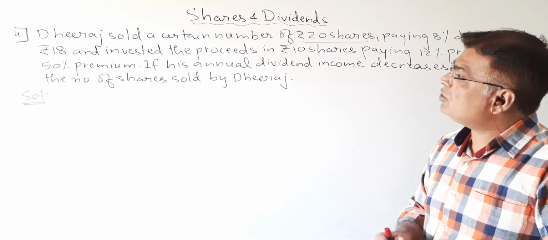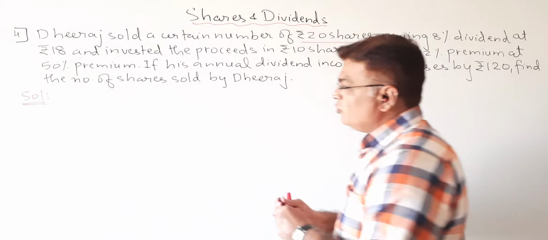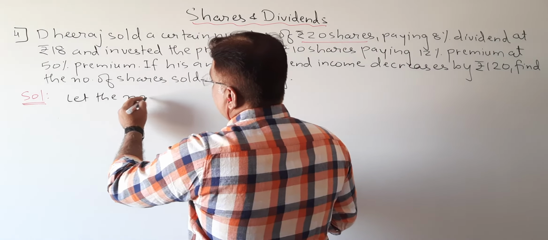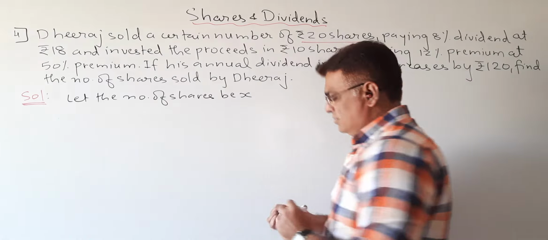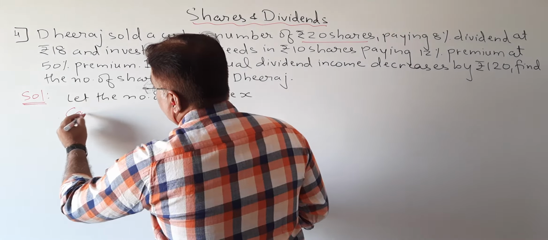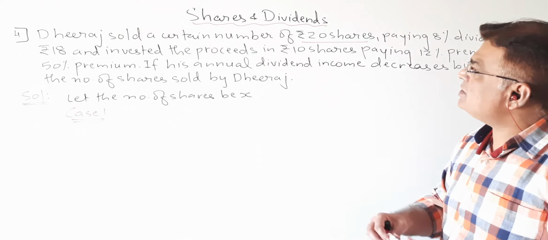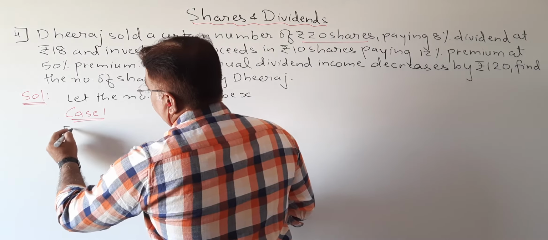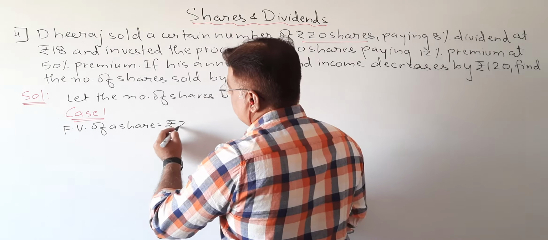But here first of all, what is not given? Sold a certain number of shares. And see here, find the number of shares. So first we will write, let the number of shares be X. Okay, because we don't know how many shares he bought or how many shares he sold. So first of all, we will deal with case 1, or you can write case 1 or part 1. Okay, in part 1, what is given? Face value of a share is rupees 20. So we'll write that face value of a share is rupees 20.